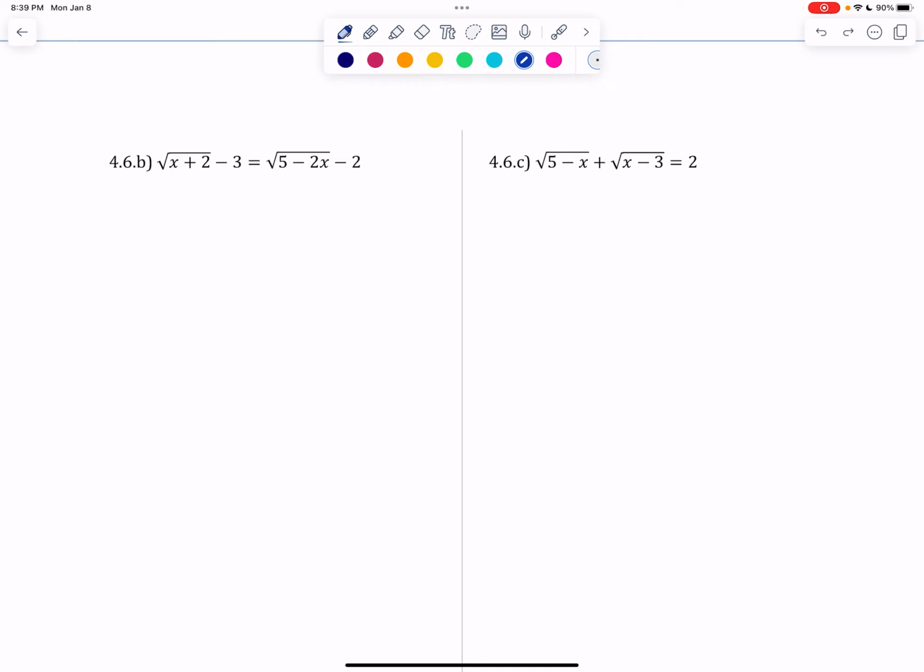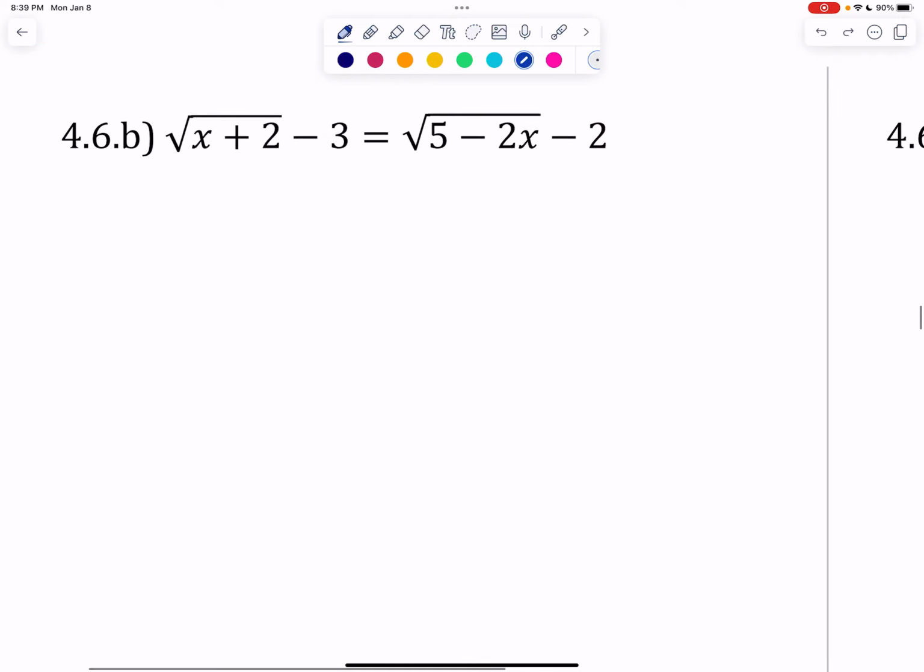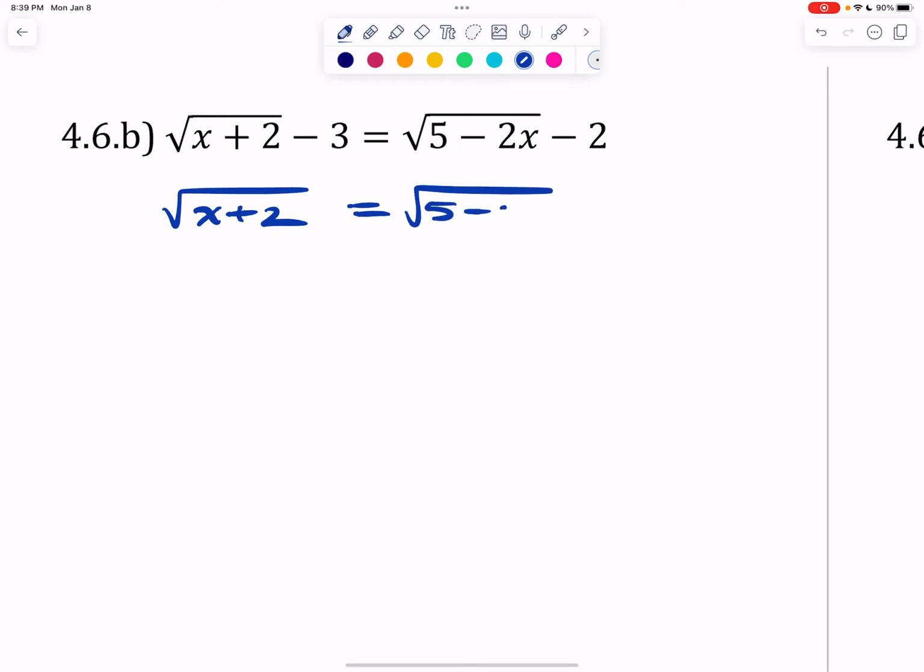All right, I'm assuming you paused and restarted. So, tackling 4.6b, which you've all attempted at this point, I'm just going to add 3 to both sides. So left side, I don't like that root. I've got the root of x plus 2. Right side, I've got the root of 5 minus 2x plus 1. And that's again from adding 3 to both sides to get rid of that negative 3. Now that a root has been isolated, I'm going to square both sides.